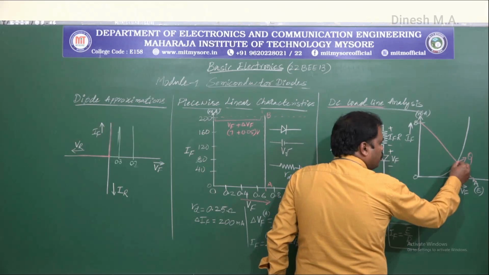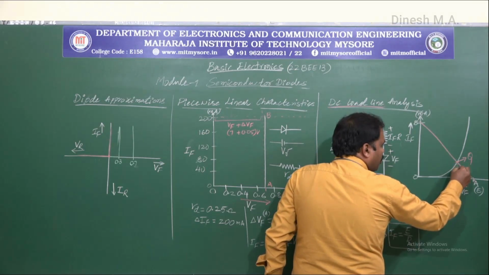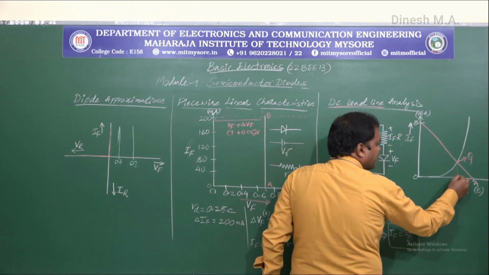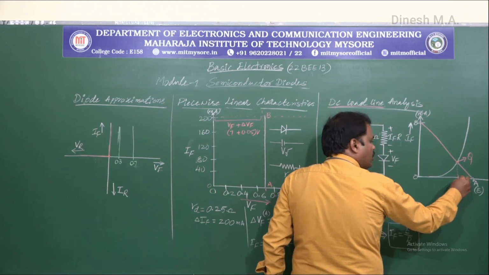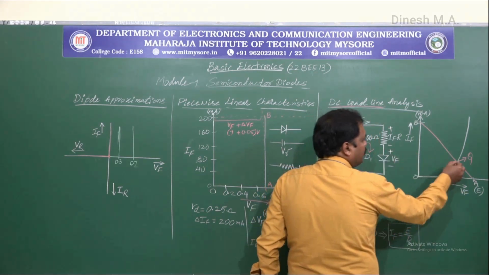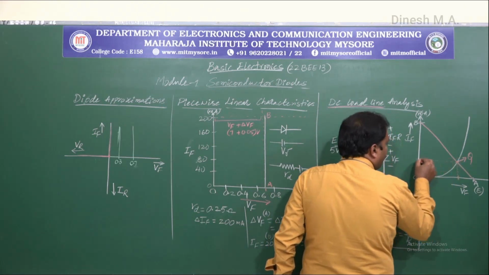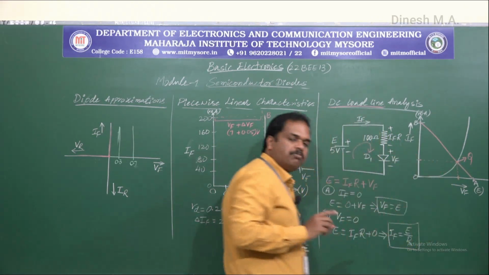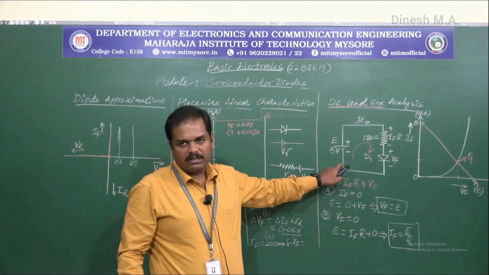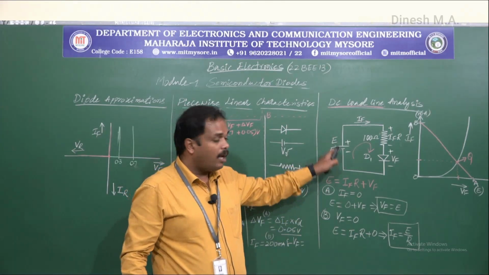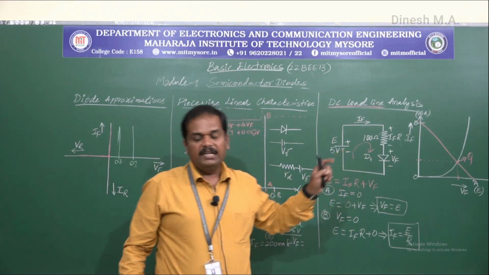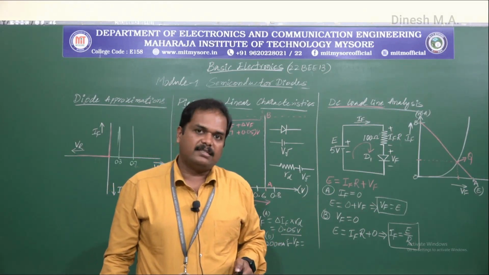From this Q we'll locate a point on the x-axis. So this is the DC voltage for this circuit, and if we read horizontally we'll get a point on IF. This is going to be the DC current for this circuit. So this is how we do the DC load line analysis.